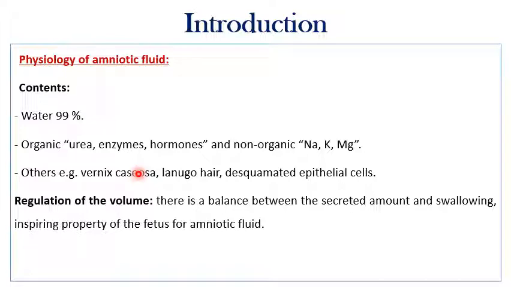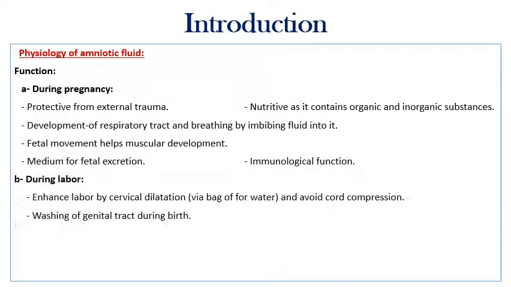Regulation of the volume of amniotic fluid occurs by the balance between the secreted amount of amniotic fluid and the consumed amount. Again, the secreted amount is mainly from the fetal urine and transudation from the placenta, from fetal skin, from amniotic membrane, and so on. But the consumption occurs by swallowing of the fetus, inspiring of amniotic fluid inside the gastrointestinal tract or inside the respiratory tract. Physiology of the amniotic fluid.